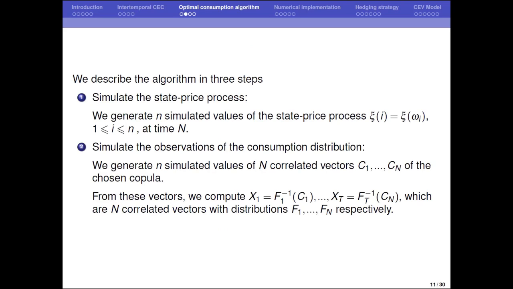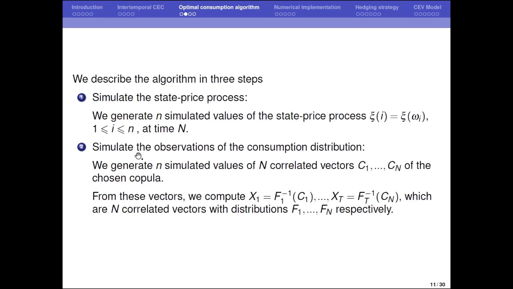Well, we have 3 steps for the algorithm. We first generate, in small n, simulated values of the state price process, and then we simulate the observations of the consumption distribution. And this is in general. In the next steps, I give an example where we use a state price process in the Black-Scholes model and Clayton Copula, but let me tell you in general how this can be done.